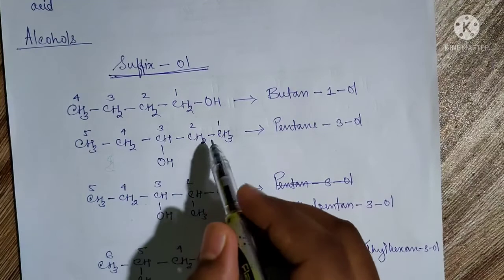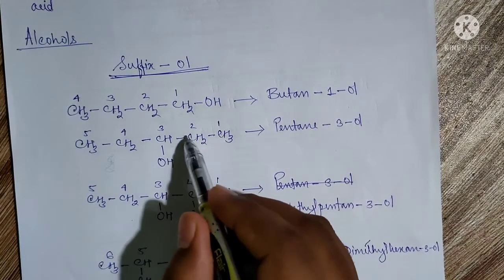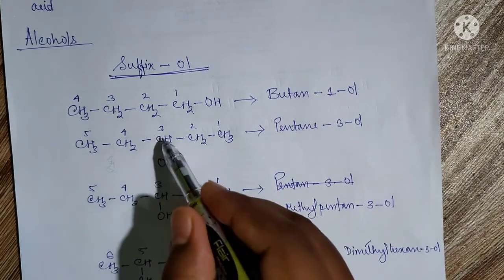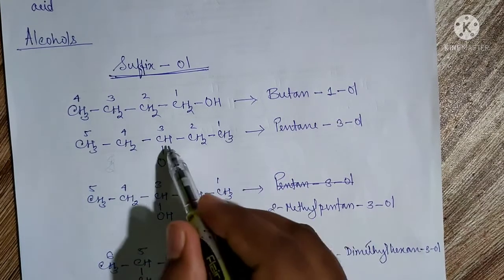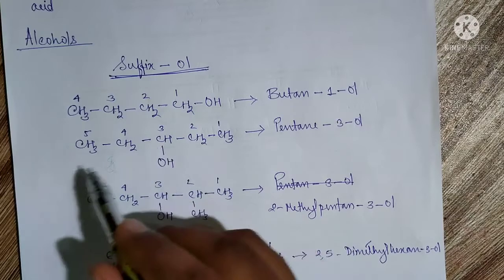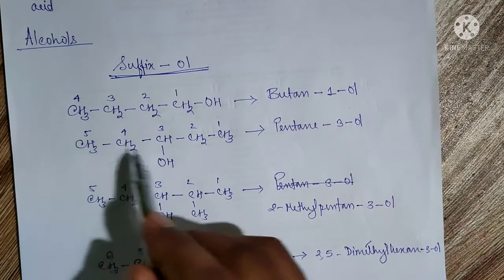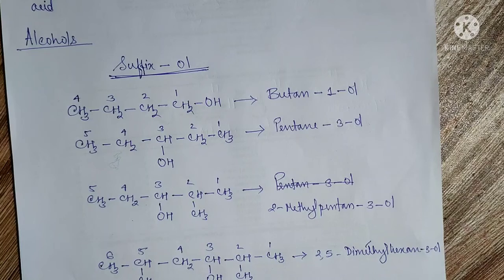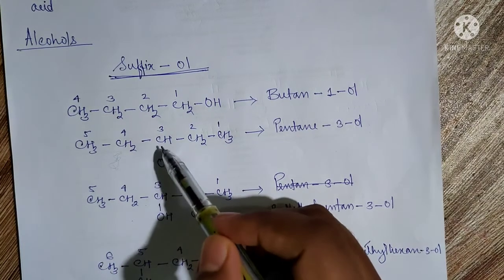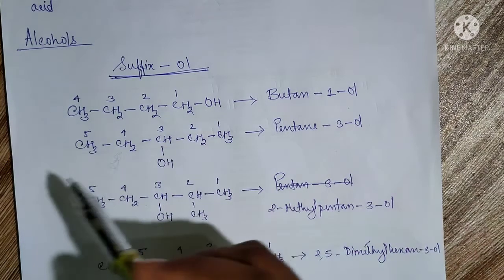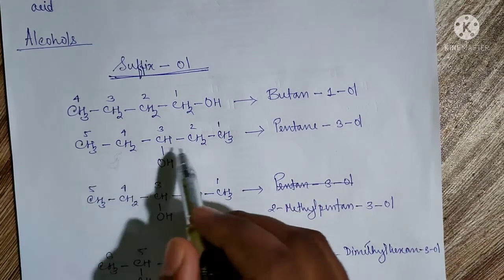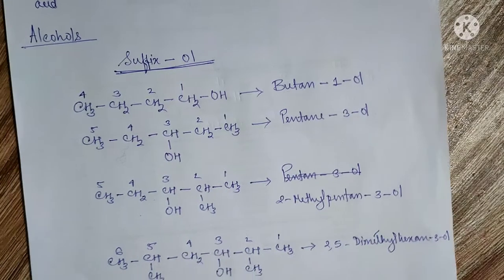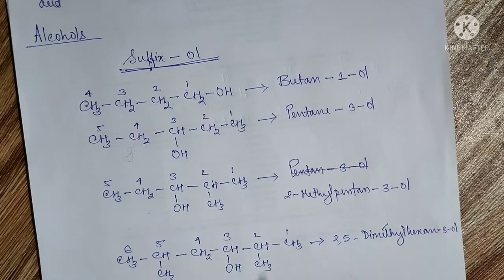Let us consider the second example, 1 2 3 4 5. Why am I counting from this side? Because the OH should get the third position, but in this case you can count from any side, because if you count from this side then the OH group will get the third position, and if you count from the right hand side then also the OH group gets the third position. So in such cases you can count from any side. So what will be the name? Pentan-3-ol.